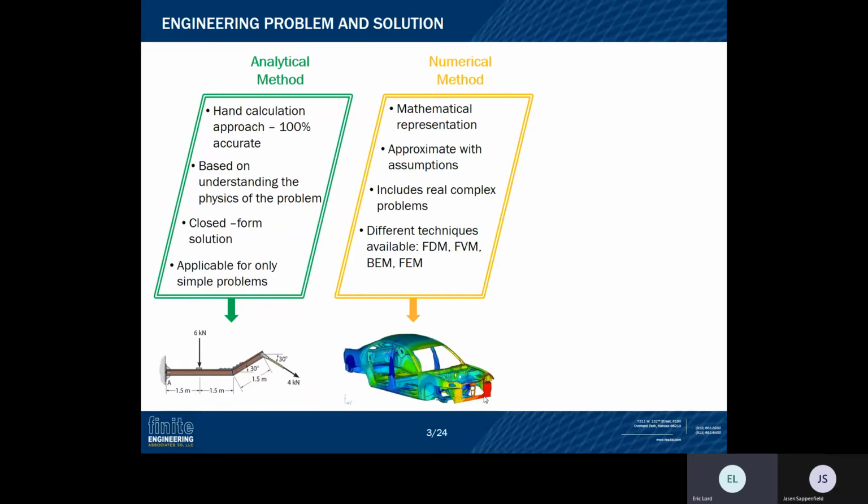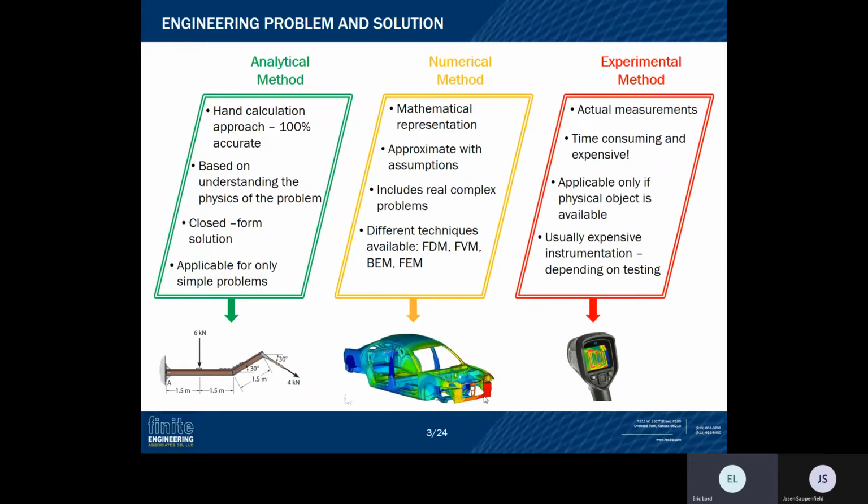If you look at the image at the bottom of the screen, in the center of the screen, here we have a car body. Obviously with the analytical method, we don't really have any way of solving that, so we do need something else. This is where the numerical method comes in. And then our third way that we solve engineering problems would be through an experimental method.